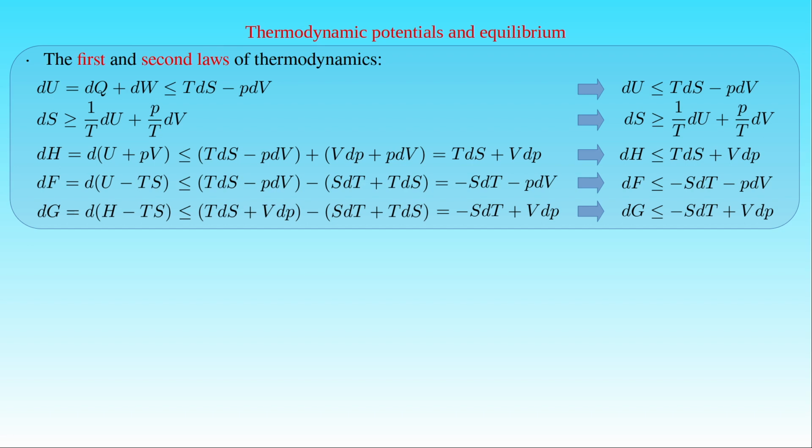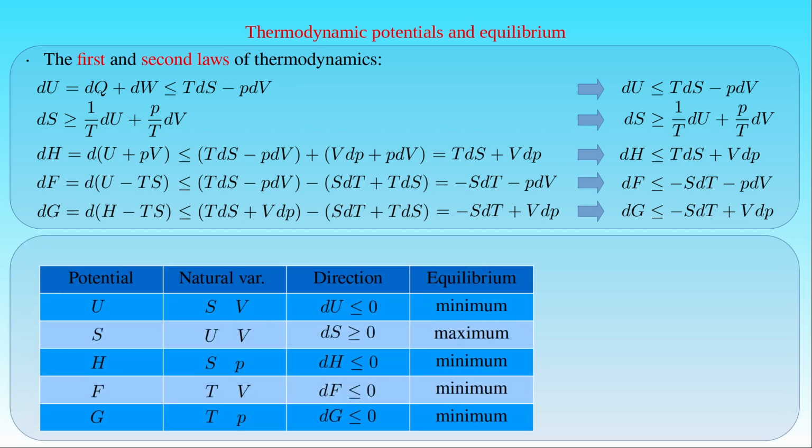In these inequalities the differentials of the five thermodynamic potentials appear in the left-hand side, whereas some linear combinations of the differentials of the potentials and the state variables can be seen in the right-hand side. The potentials and variables appearing in the differentials are called the natural variables of the potential in the left-hand side of the inequalities. In this table, we display the pair of the natural variables for each thermodynamic potential.